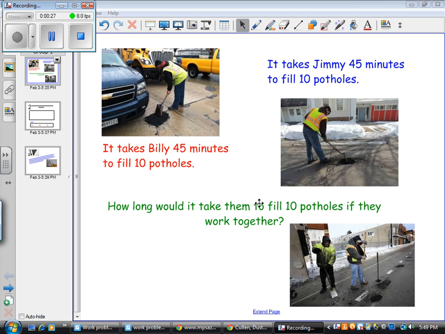So as you see here on the screen, I have a gentleman over here filling a pothole. His name's Billy, and it takes him 45 minutes to fill 10 potholes. At the same time, you have his friend Jimmy over here. It takes him 45 minutes to fill 10 potholes. So the question is, what happens if they were to fill those 10 potholes together? How long would it take?